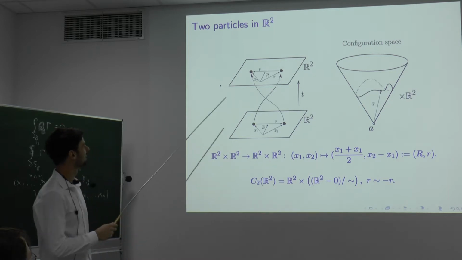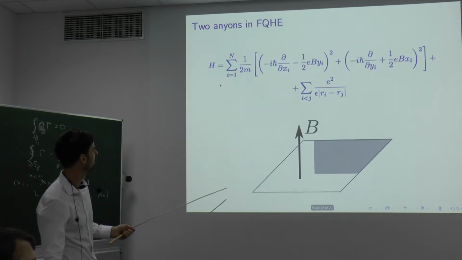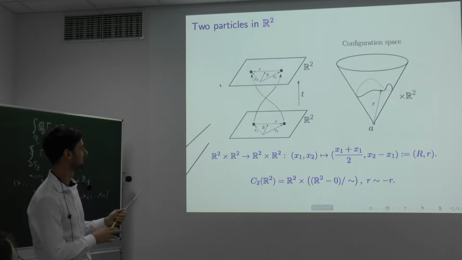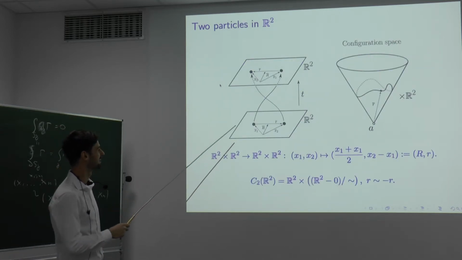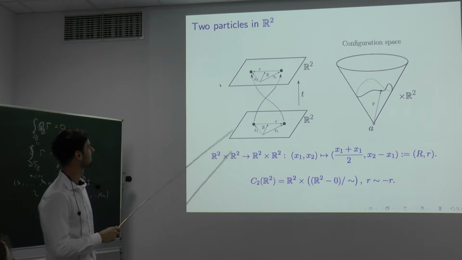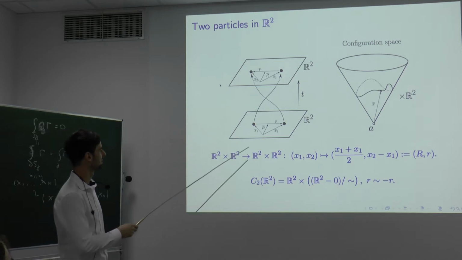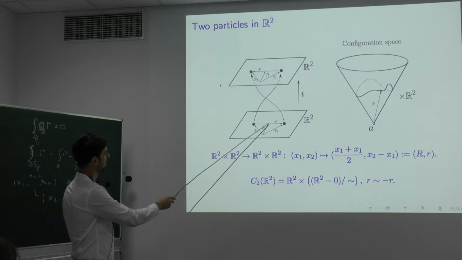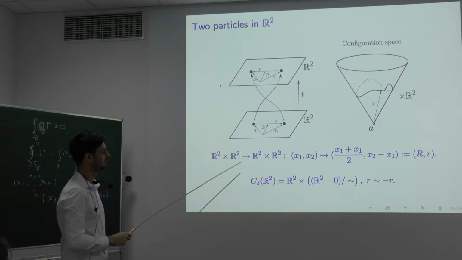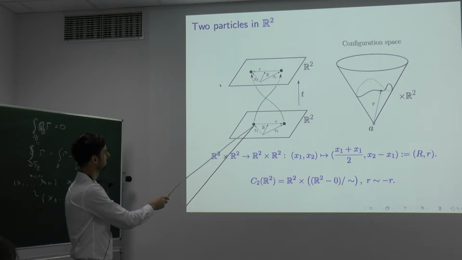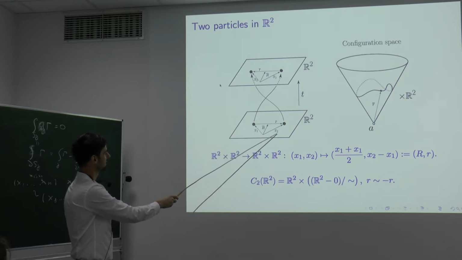So maybe let's proceed to some examples, and we will have the fractional quantum Hall effect, which will be the physical motivation. But here, just to gain some intuition, let's look at two particles in R². So we have two particles on a plane, and we want to see what the configuration space of two particles is. We have two coordinates, x1 and x2, that point to those particles.